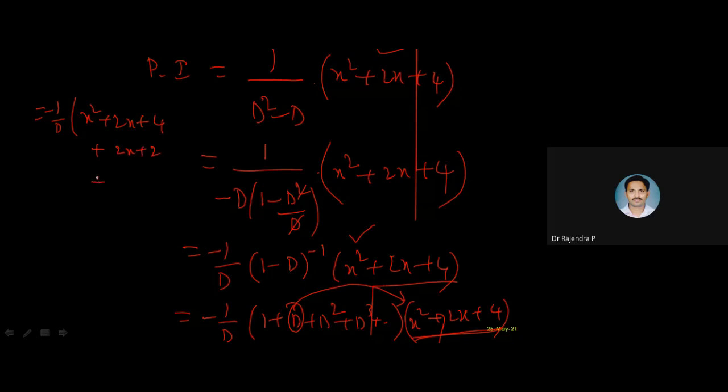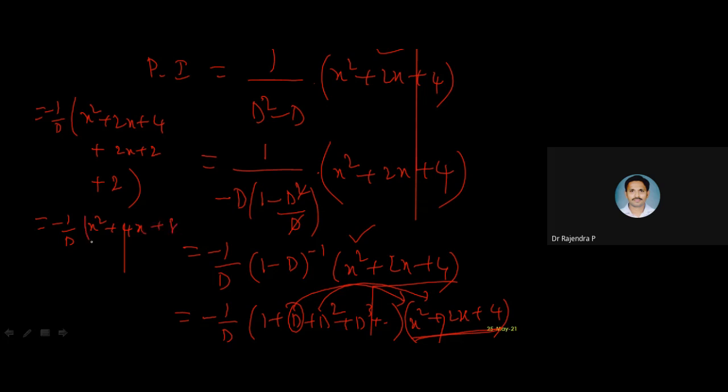Good. Next, d square of this function. One more time derivative, that is 2. If you take next time, that is going to be 0. Isn't it? Correct? Yes, sir. So minus 1 by d. And here we have x square, of course, plus 4x, plus the remaining 8.